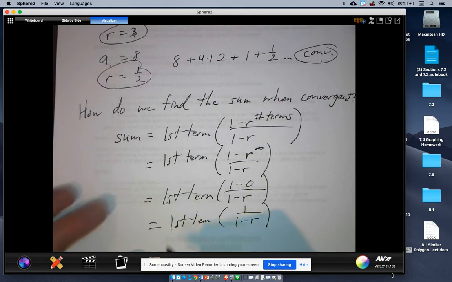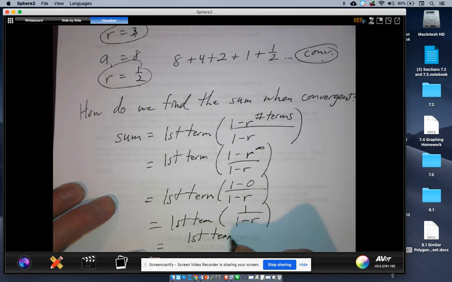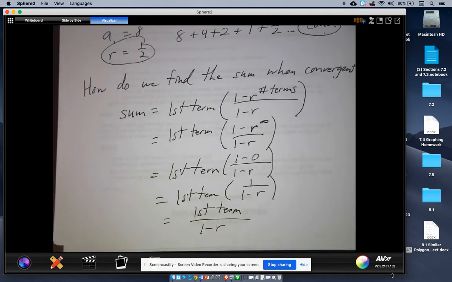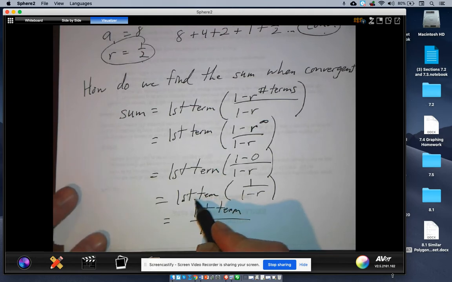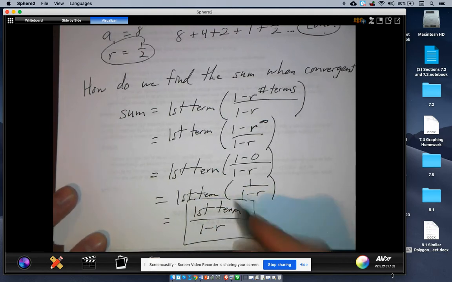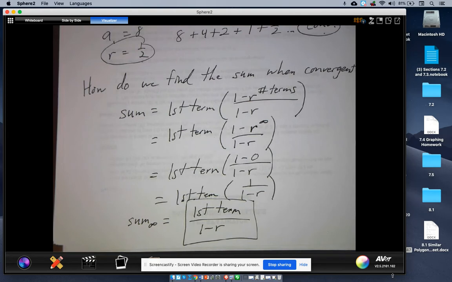Let me make the formula a little bit better. First term over 1 minus r. So that's all you do, first term over 1 minus r, because I can just take that first term and multiply by the 1 and put it up on top. This is my formula. First term over 1 minus r will give me the sum of an infinite geometric series.